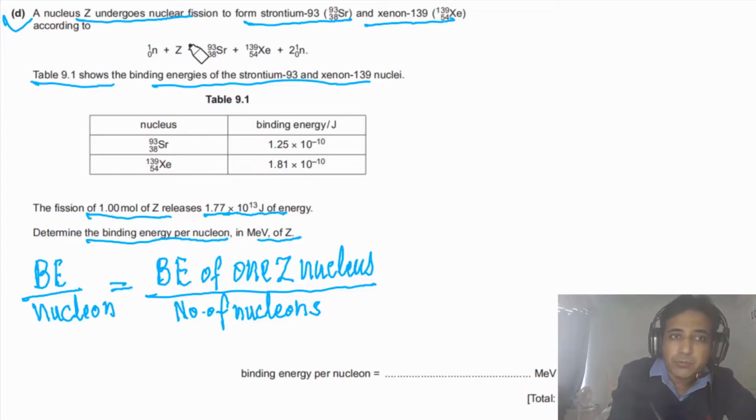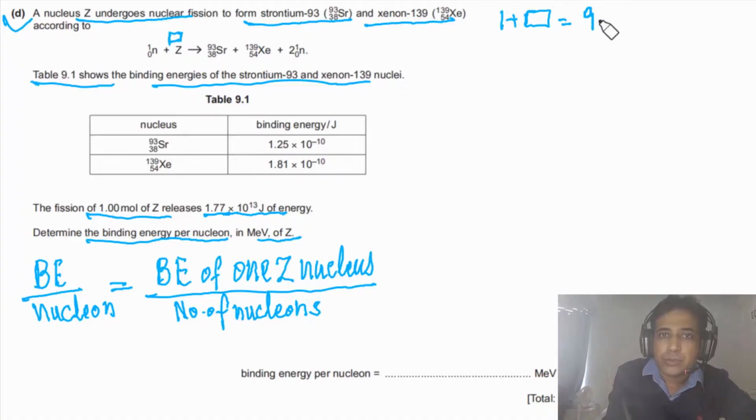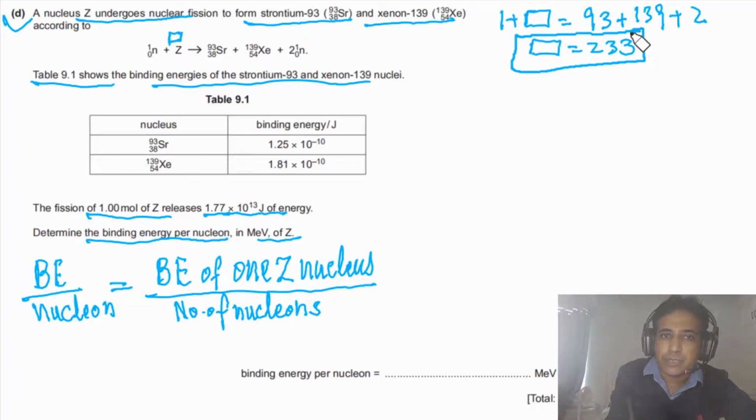The number of nucleons is equal to the mass number, and we can find the mass number from here. So how can we find the value of this? Simply we can say, in this case, 1 plus the mass number of Z has to be equal to 93 plus 139 plus 2. So the mass number of Z will be equal to 233. We can write it down here. So we have determined the mass number.